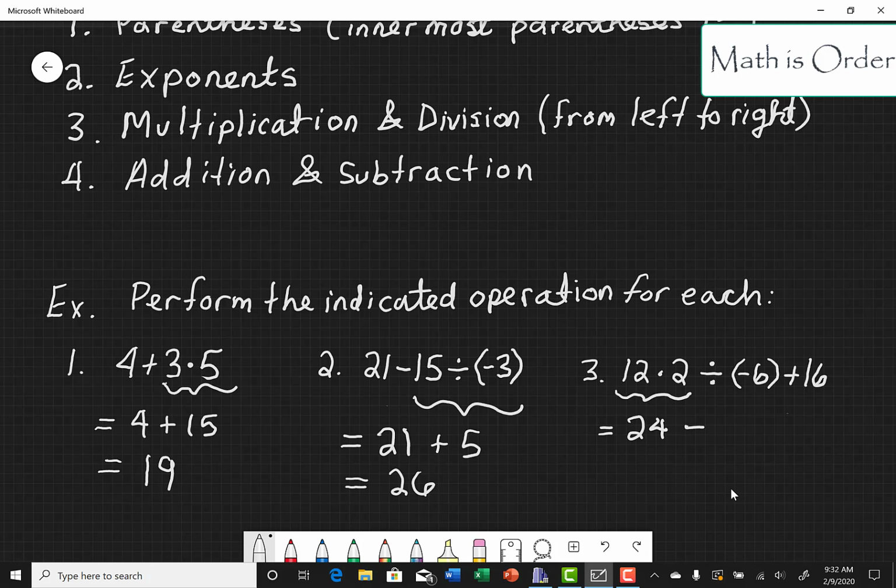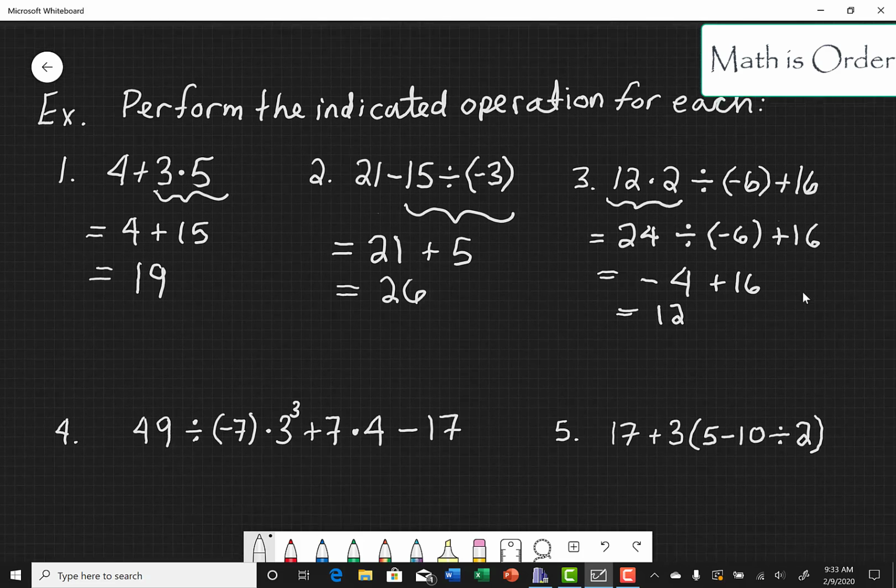And rewrite all of the other parts of the expression, just taking our time. Now 24 divided by negative 6 is going to give us a negative 4. Right. Let's move to number 4.